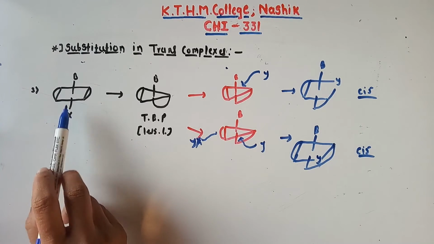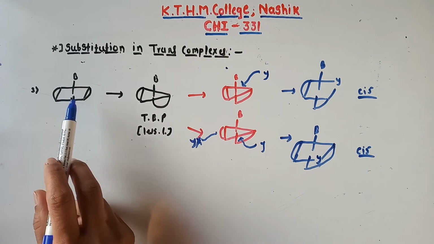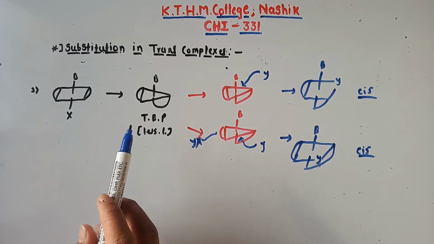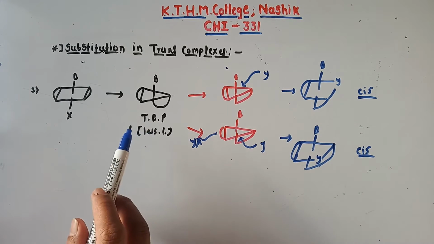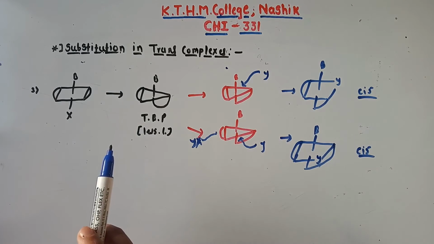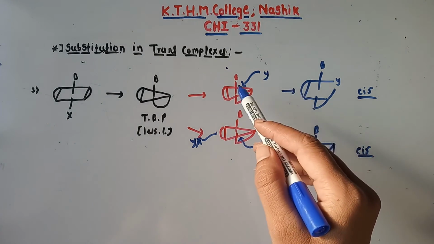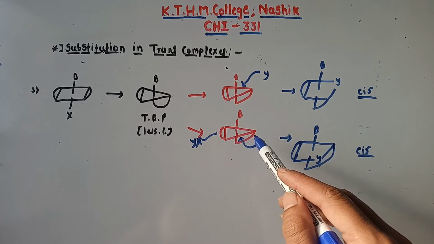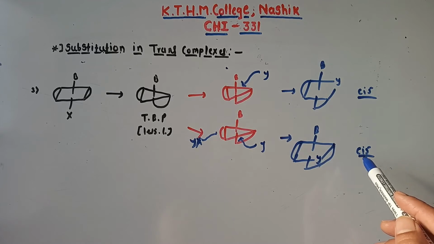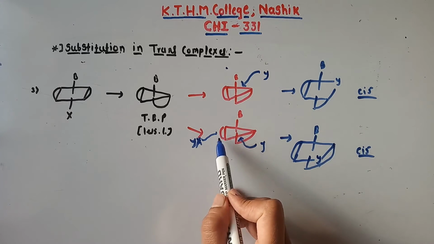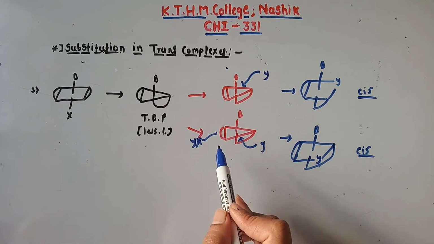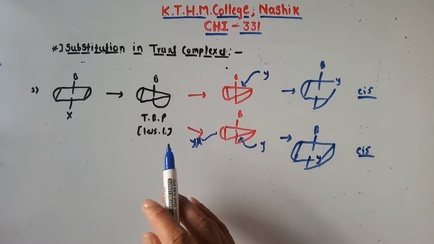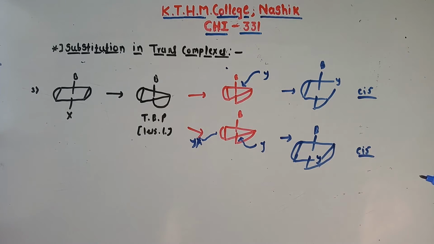When B is at the axial position, it gives less likely trigonal bipyramidal intermediate, but in this case there are only two possibilities for incoming ligand. When Y attacks from above side, it gives cis. When Y attacks from this side, it again gives a cis product, but this plane is totally blocked for attack of Y. So here we only get two cis products.